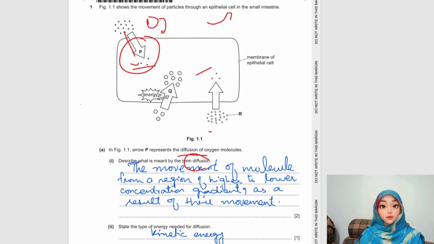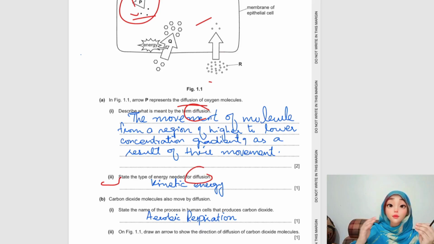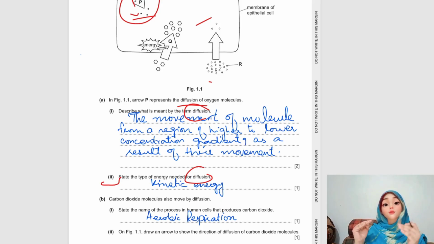Next, question 2 is: state the type of energy needed for diffusion. Diffusion is basically the movement of particles from a region of high concentration to a region of lower concentration. So that means the movement of the particles. Due to the movement of particles, kinetic energy is produced. So we'll write kinetic energy.